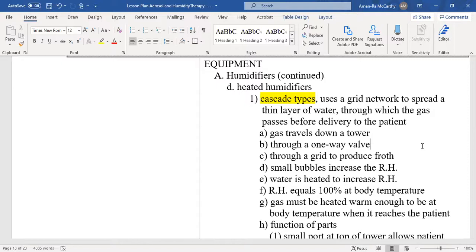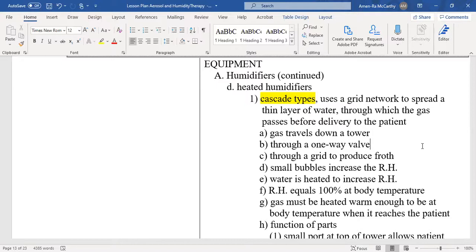Small bubbles increase the relative humidity. Water is heated to increase the relative humidity. And on the cascade types, relative humidity equals 100% at body temperature. So if relative humidity is 100% at body temperature, then how much water is it saying that it's producing?